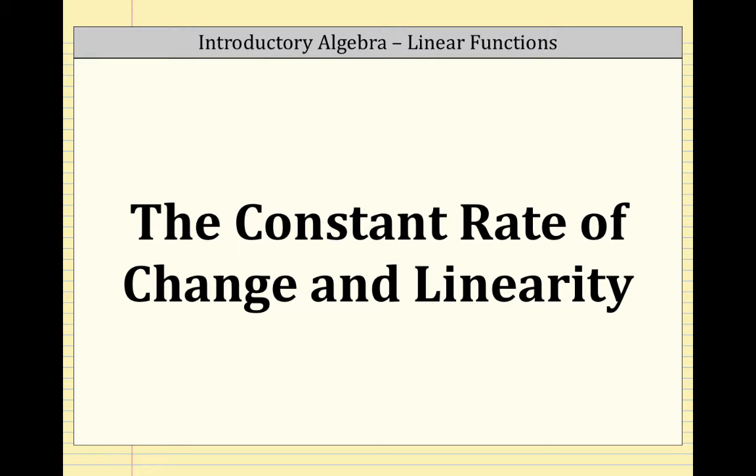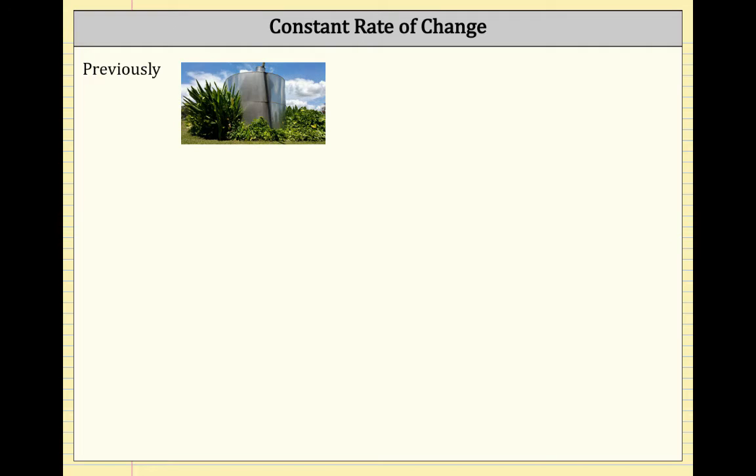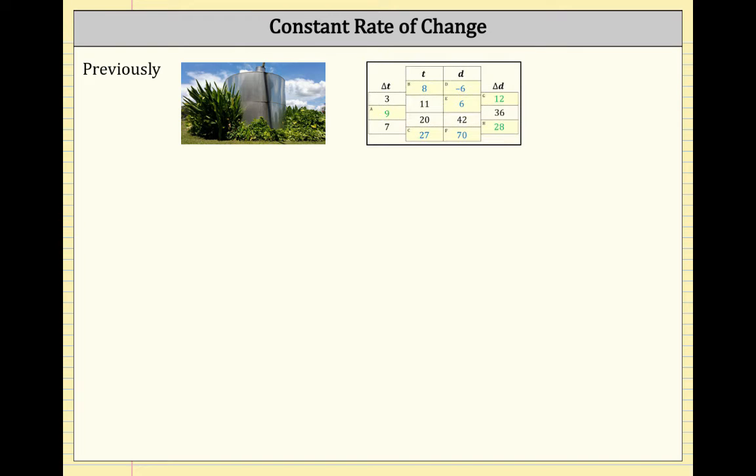Welcome to a lesson on the constant rate of change and linearity. In a previous lesson, we talked about a water tower, and we talked about the quantities that were not proportional, but they were related by a constant rate of change. Also, in another lesson that was done previously, we used this idea of the constant rate of change to help us fill out the values in the table, in addition to thinking about the changes in the value.